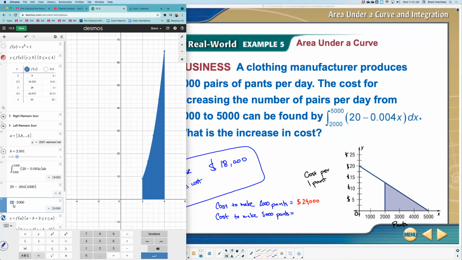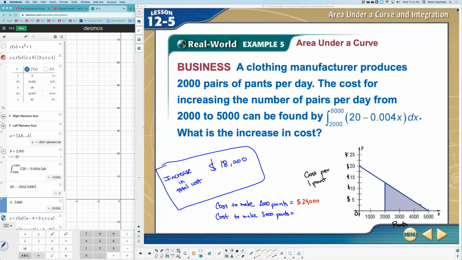And I might not be getting this math in here right, but yeah, I'm not calculating this right. This is kind of diminishing to 0, which is not accurate. But overall, the increase in cost would be 18,000, which means the total cost to make 5,000 pants should be $42,000. Now, why I'm not getting it there, I need to go back and look at what I'm doing, but that's beyond the problem anyways. What this is saying is the increase in cost. That's what the cost is to make 2,000, and that would be the increase to make it up to 5,000 would be $18,000.